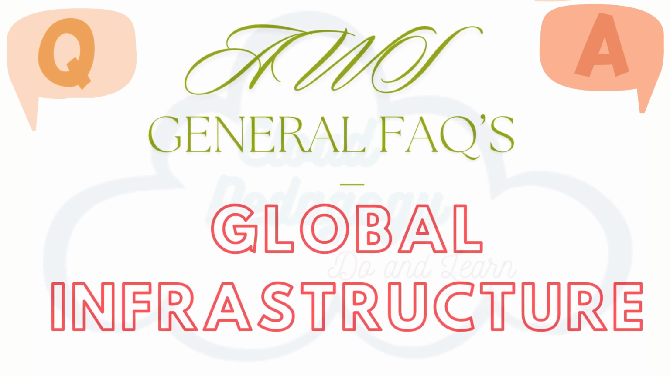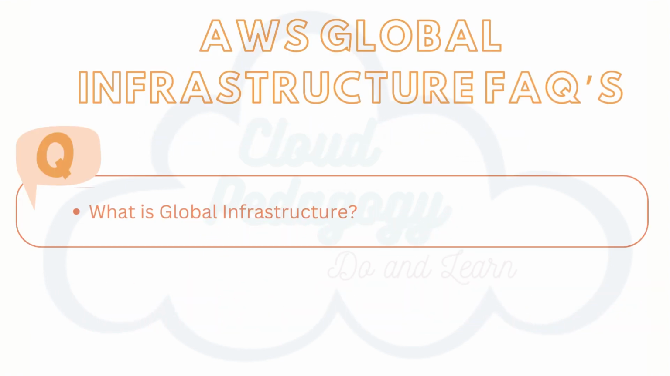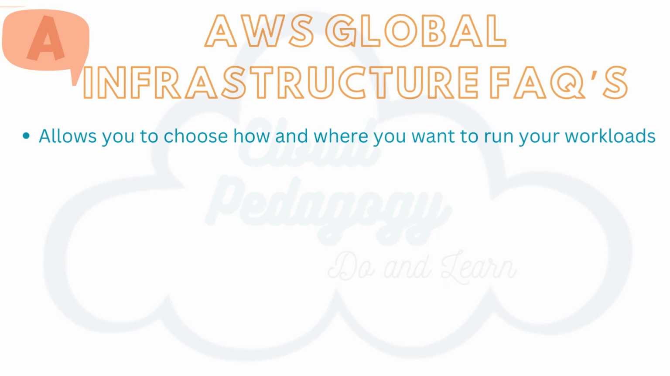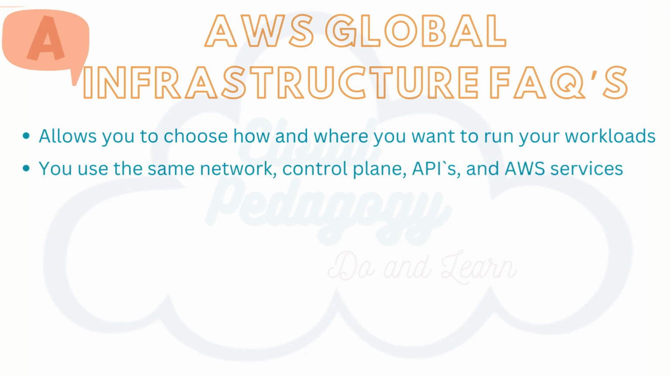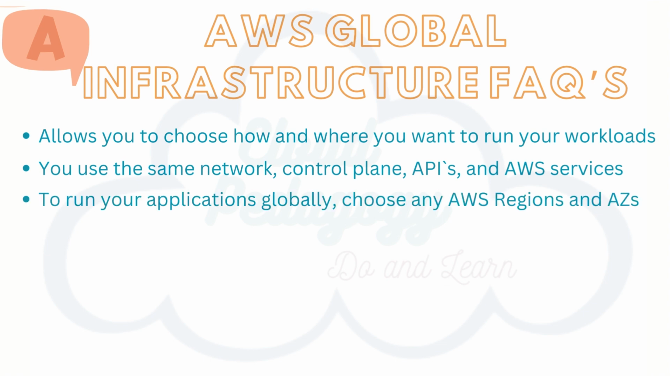We are here today to learn about AWS infrastructure FAQs. So let's start with our questionnaires. The first one, what is global infrastructure? AWS Global Infrastructure allows you to choose how and where you want to run your workloads. And when you do, you are using the same network, control plane, APIs, and AWS services. If you want to run your application globally, you can choose from any AWS regions and availability zones.